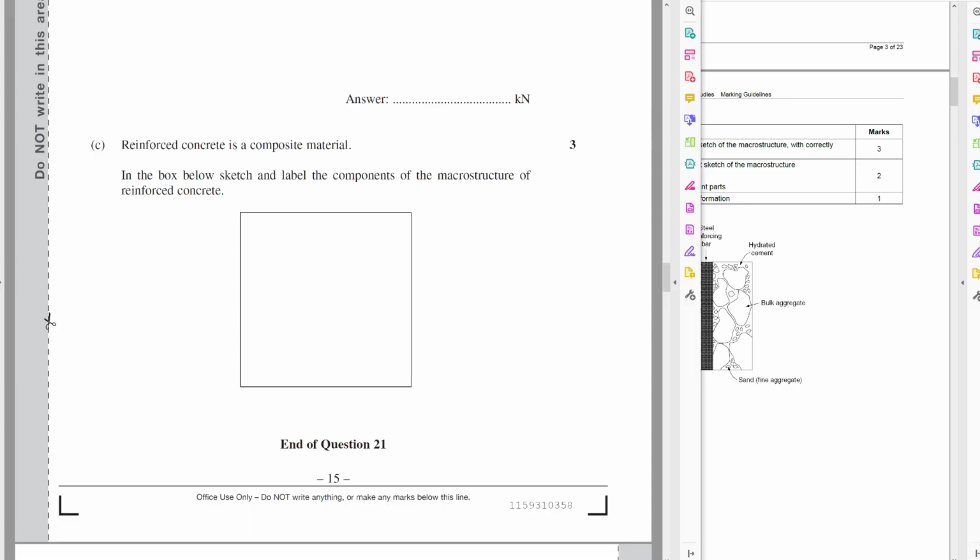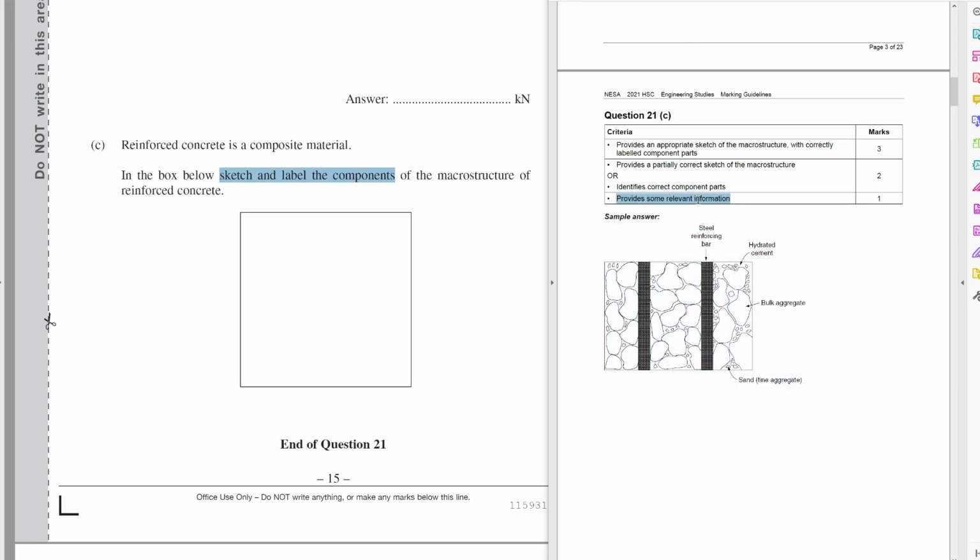Now, here's the key. If they say sketch and label, if you don't label, you will lose marks, right? So let's have a look. Provides some relevant information. Identifies correct components and parts. Provides a partially correct sketch. Provides a sketch of the macrostructure with labeled component parts. Now, if you didn't write hydrated cement, I don't think you're going to lose marks, right?